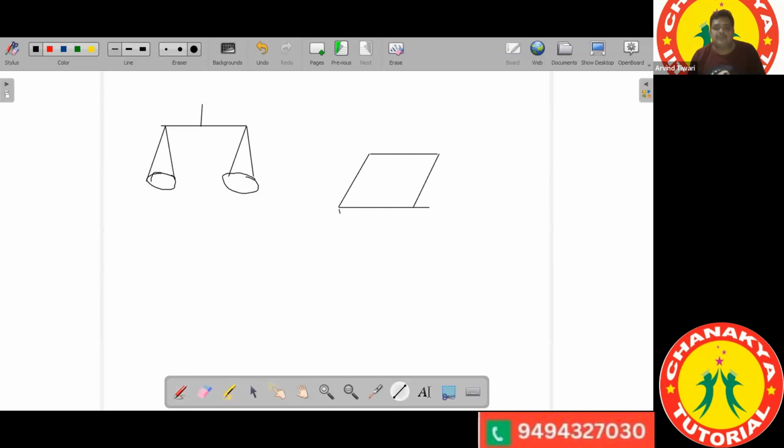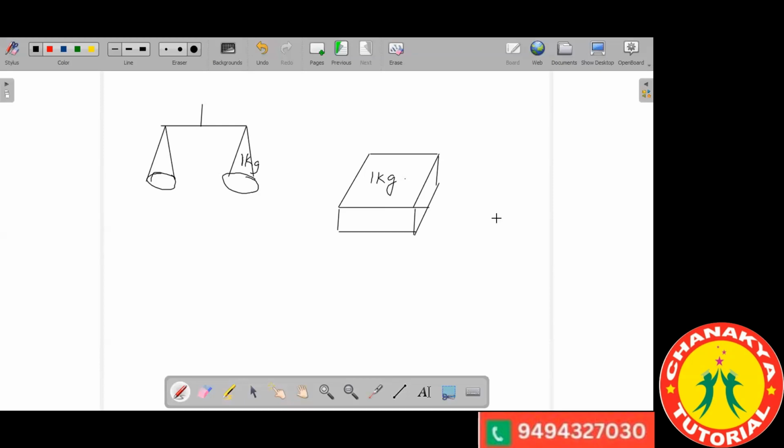Okay. So let's suppose you have an electronic weighing machine. Since everything is electronic, we have electronic weighing machines also. On the surface of Earth, I measure 1 kilogram on the pan balance. I measure the same 1 kilogram over here on the weighing machine. So both will be the same. Yes, both will remain the same. Now, what will happen?